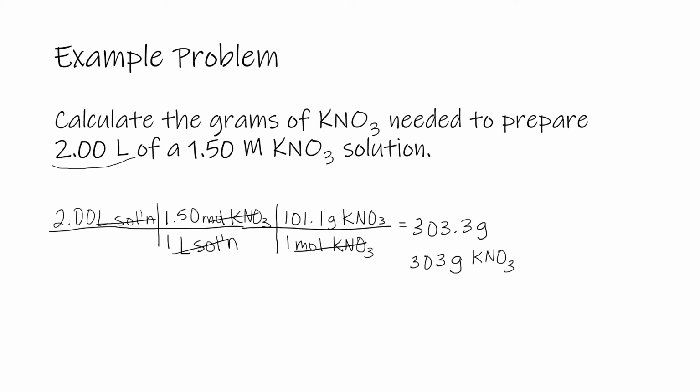You would pour this into a 2-liter volumetric flask, and you would add water. You would add some water to it, stir it up until all of the potassium nitrate dissolved, and then add enough more water until you get right to 2 liters, and then continue to make sure you mix it up properly. But that would be how you would actually prepare this solution.